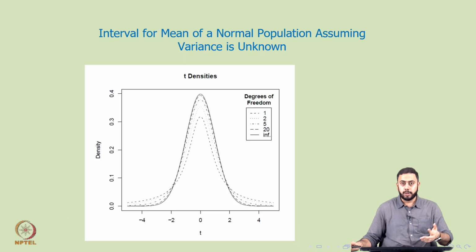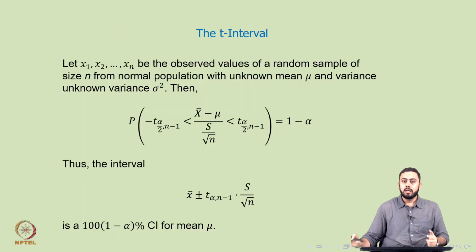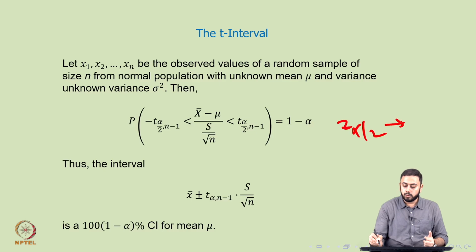Alright, so I think there is no point in talking about t densities. We talked in the last session as well about how, depending on the degrees of freedom, the t density curve changes. But now more importantly, what is the final interval? So now things shift from z alpha by 2 to a t distribution. So t alpha by 2 comma n minus 1 there.